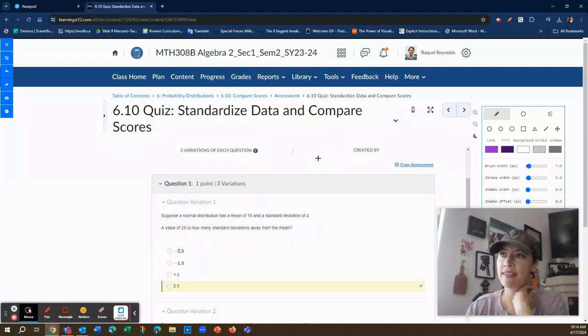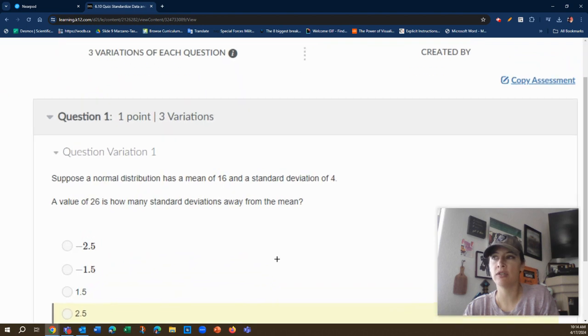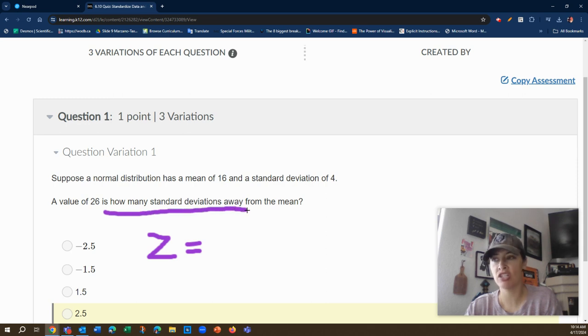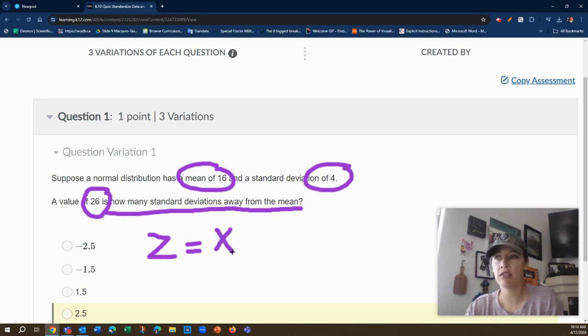Well, welcome everybody. This is going to be a very quick help video for standardizing data and comparing scores. So the math that they're asking us to do is they give us a formula for a z-score. A z-score is how many standard deviations away from the mean the raw score is. You need the mean, mu, and the sigma or standard deviation. So then that formula is x, the raw score, minus the mean mu, all over sigma, the standard deviation.